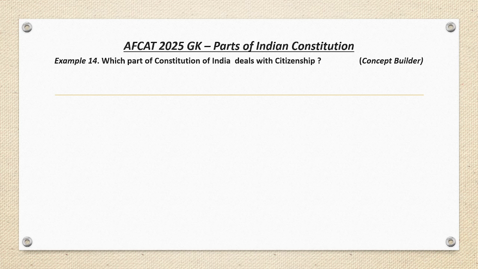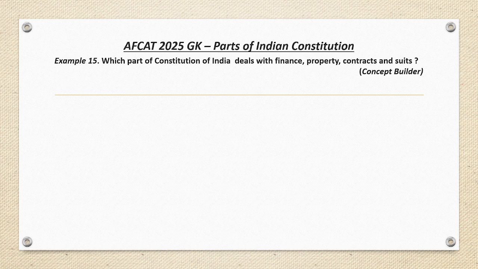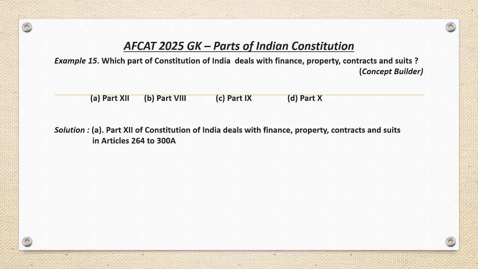Right. Next question. Which part of the Constitution of India deals with citizenship? Right. You can very easily answer this. It is Part 2. Part 1 deals with India and its territories. Part 2 deals with citizenship, Articles 5 to 11. Next, we have which part of the Indian Constitution deals with finance, property, contracts, and suits? Right. That is Part 12 of the Constitution of India.